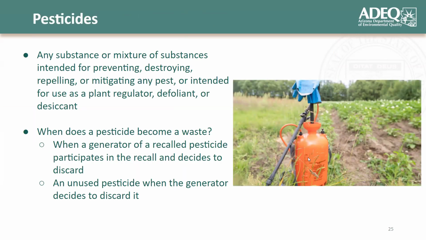Pesticides are any substance intended for preventing, destroying, repelling, or mitigating pests, or as a plant regulator. Most of the time, pesticides do not become a waste because facilities can find a use for them. However, they do become a waste when a generator does not want to use it for its intended purpose, so decides to discard it, or the pesticide is recalled and the handler decides to participate in that recall and discard the pesticide.